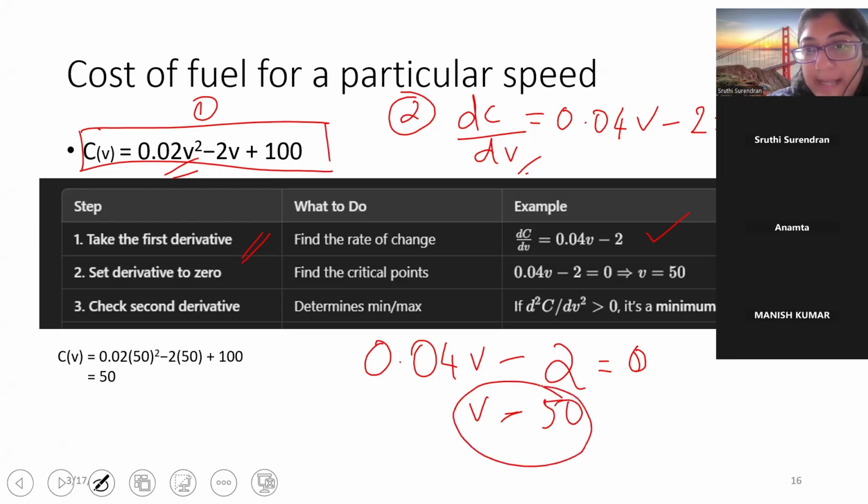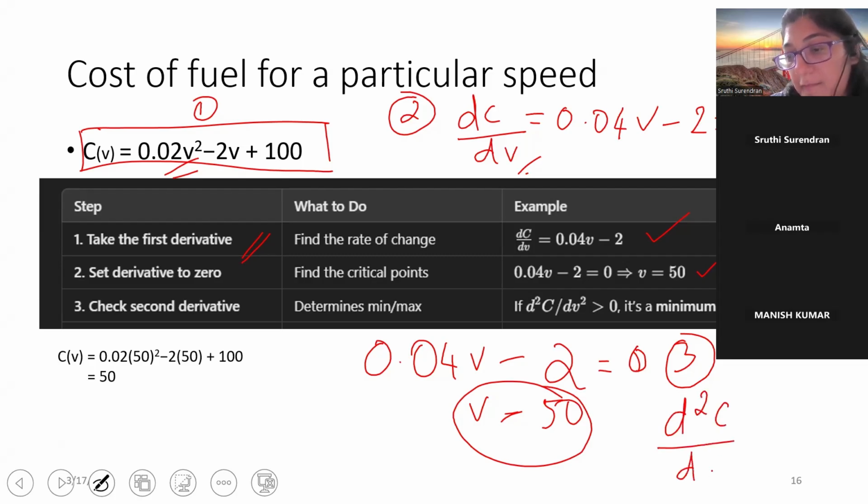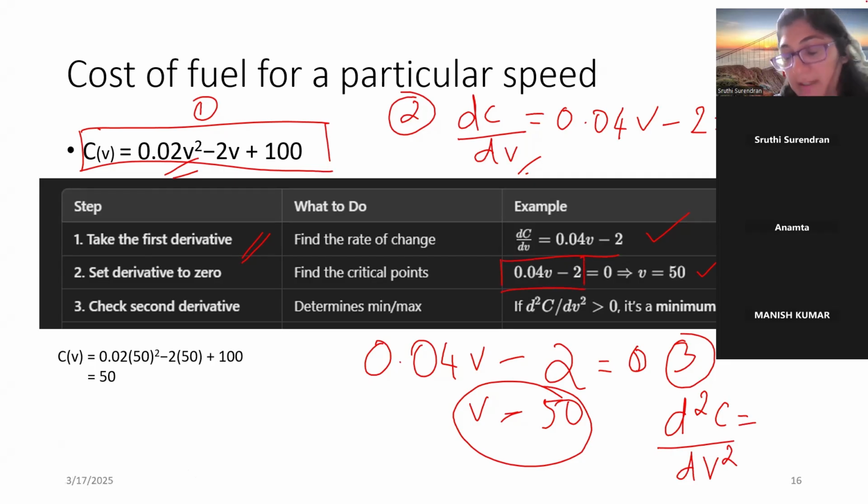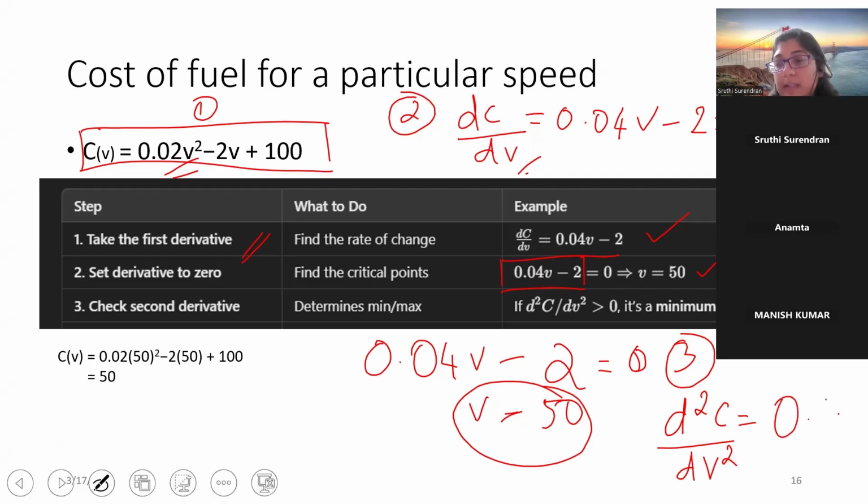Okay. Now next step, step 3, is to find the second derivative. The second derivative is written as d²C/dv². When you differentiate this equation, the derivative of the first derivative, you will get the answer 0.04. Okay, so that is 0.04.